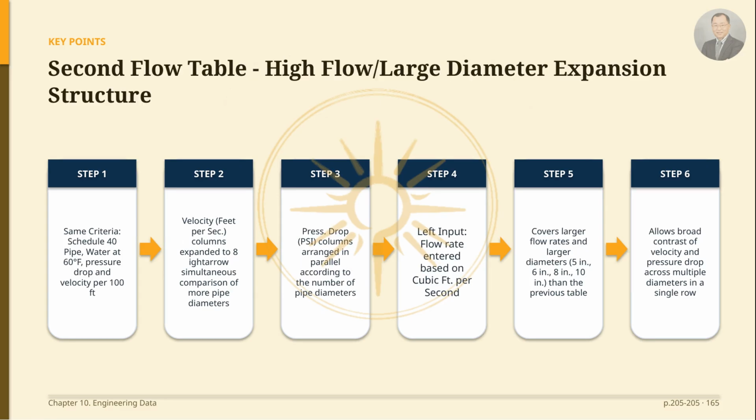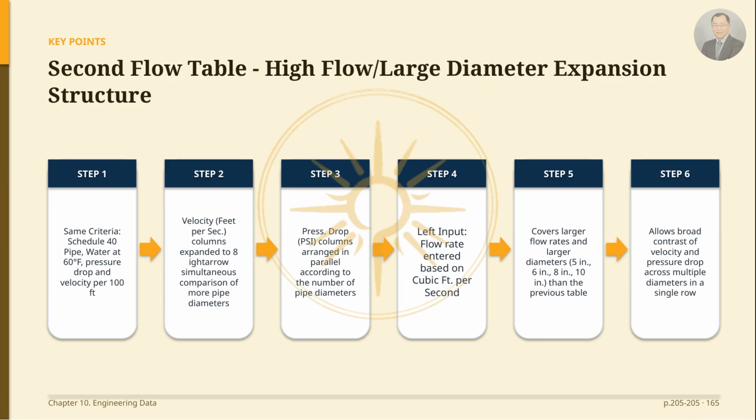Next is the second part of the flow table, which is an expanded table to accommodate larger flow rates and larger pipe diameters. The reference conditions remain the same: Schedule 40 steel pipe, water at 60 degrees Fahrenheit, and pressure drop and velocity per 100 feet of pipe length. A feature of this expanded table is that up to 8 velocity columns are arranged side by side, allowing the velocities of several pipe diameters to be compared simultaneously in a single row.